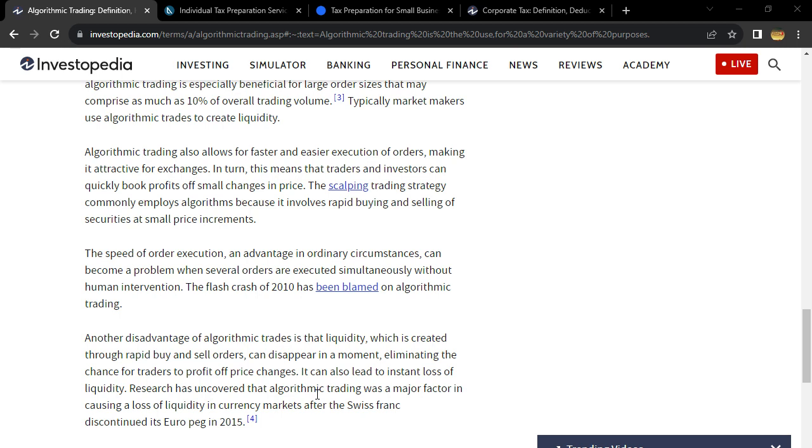Research has uncovered that algorithmic trading was a major factor in causing a loss of liquidity in currency markets after the Swiss franc discontinued its euro peg in 2015.